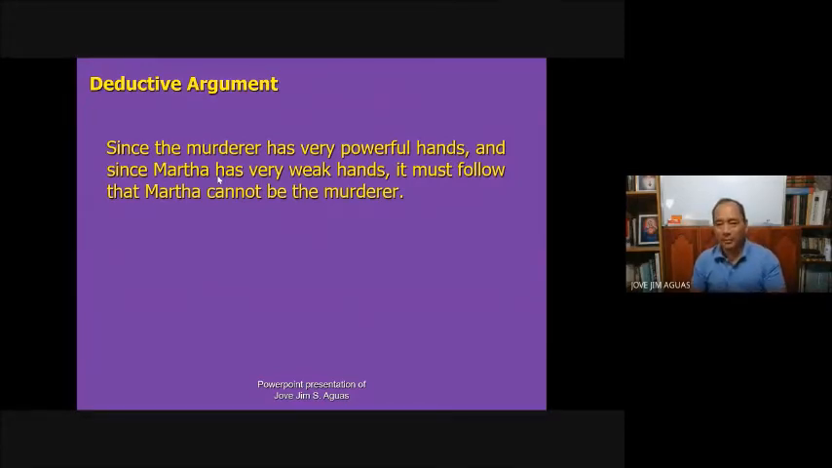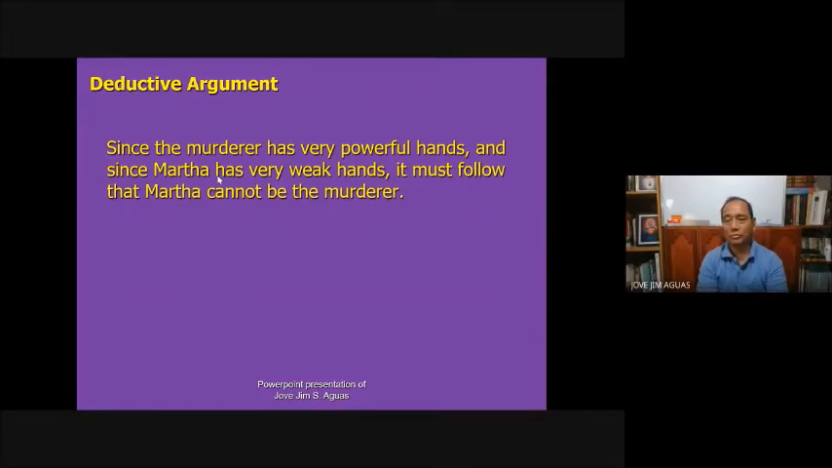Since the mother has very powerful hands, and Martha has very weak hands, therefore Martha could not be the murderer. So it's a logically consistent argument. But we can also consider that the murderer has very powerful hands. That could be false. And Martha has very weak hands. That can also be false.